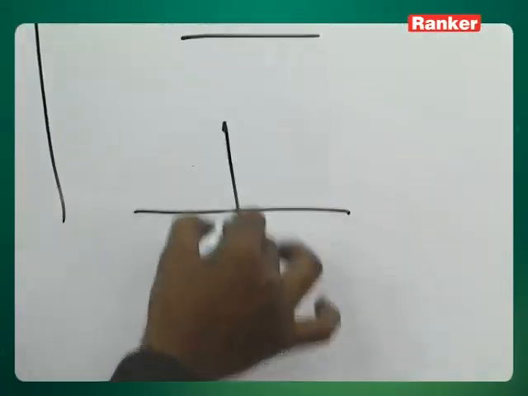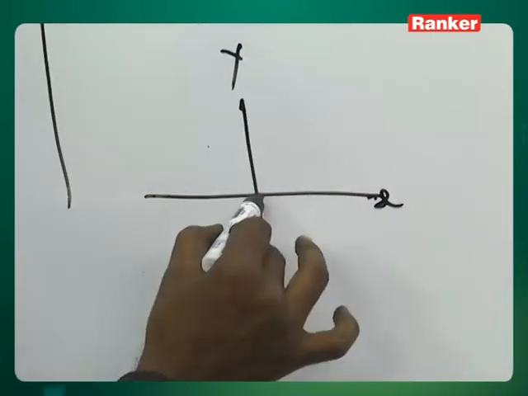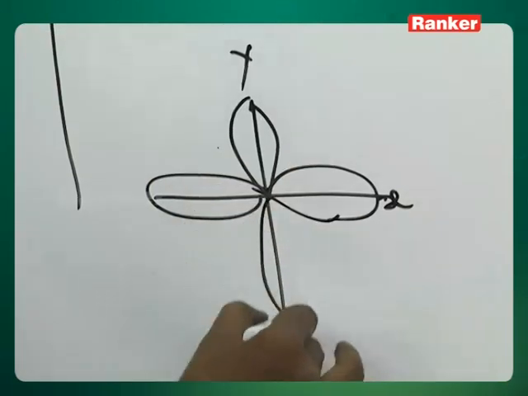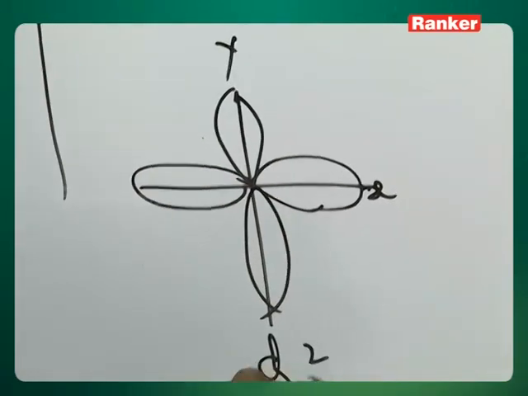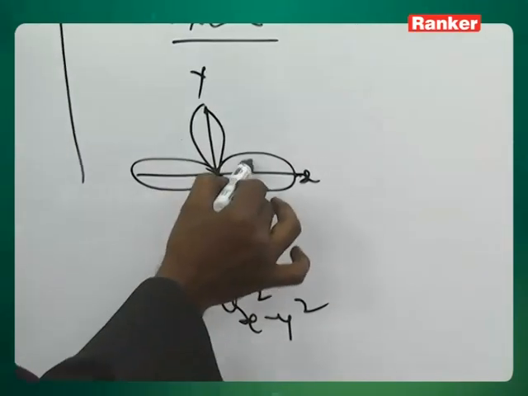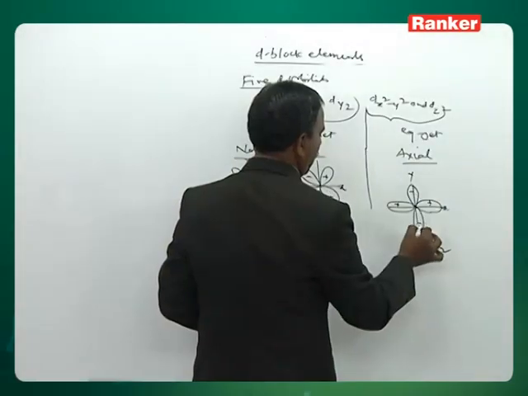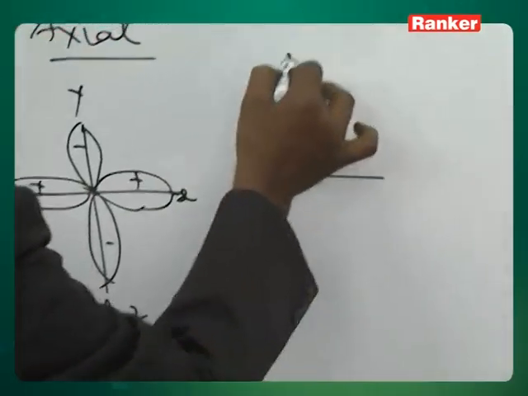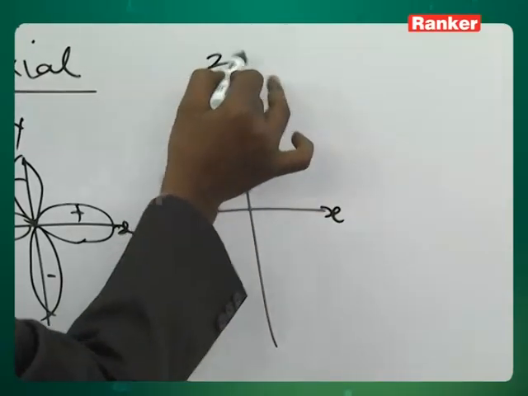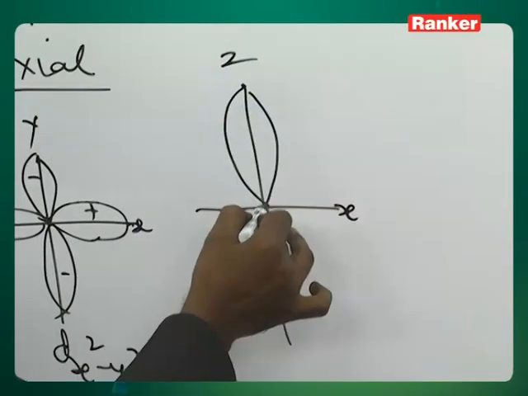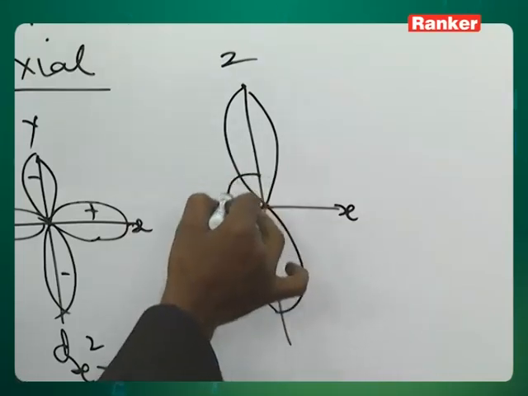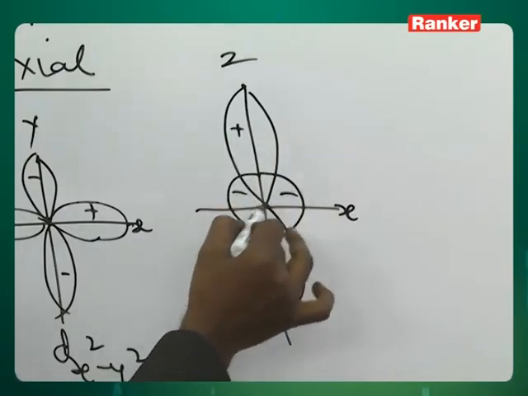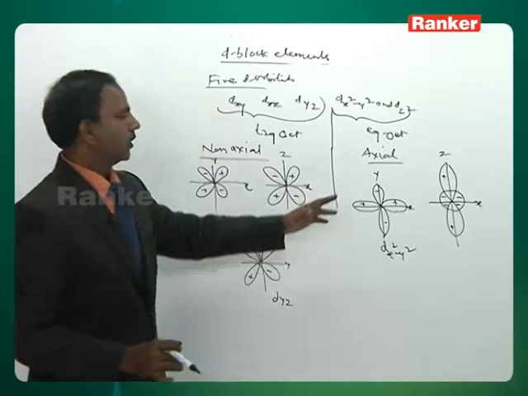Now consider dx square minus y square. It is oriented along the x axis and y axis. Let me say I am also putting the wave function signs, plus plus and minus minus. Next, take the dz square orbital. This is oriented along only the z axis. This is plus plus and minus minus. This is the dz square orbital.